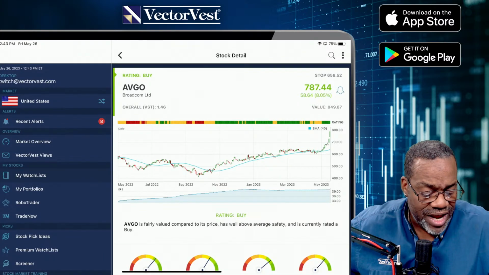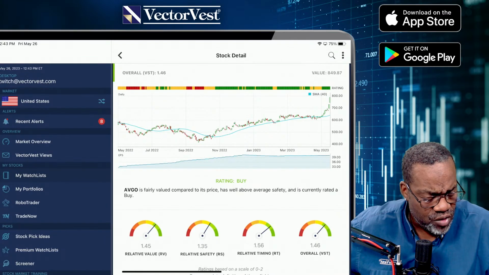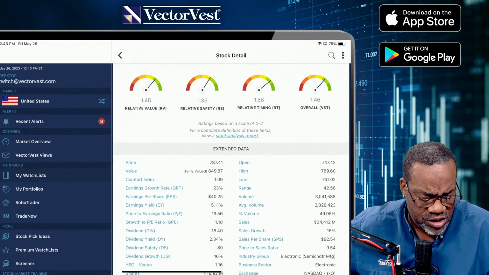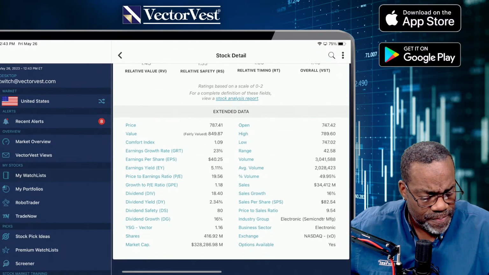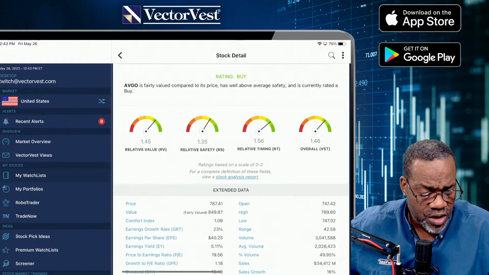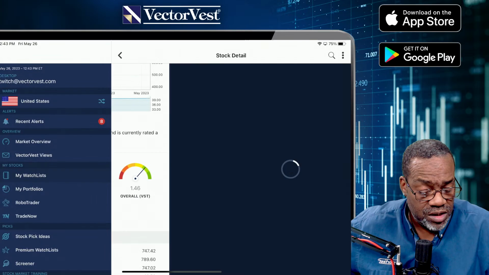AVGO, good deal with Apple. Look at the rising earnings, leveling off a little bit. RVRS, both above one. RT. Where's my CI as well? CI, Comfort Index, is 1.09, so it is above 1. I like that as well. This stock goes up more than it goes down. Let's go to the next stock.